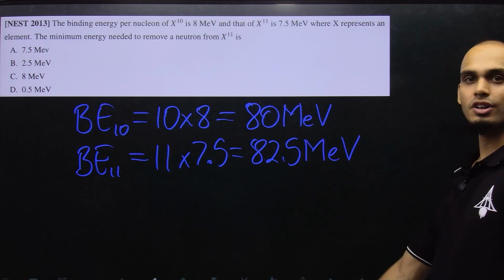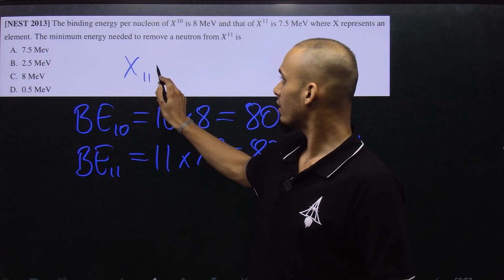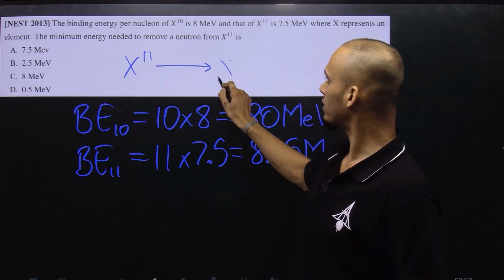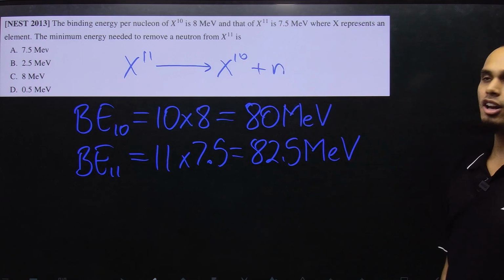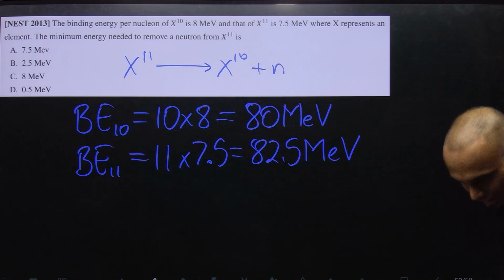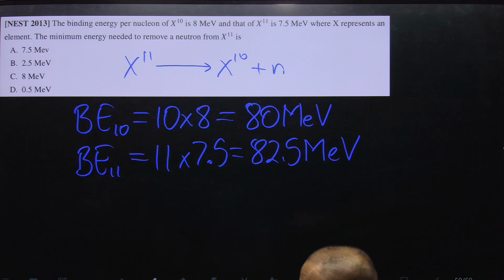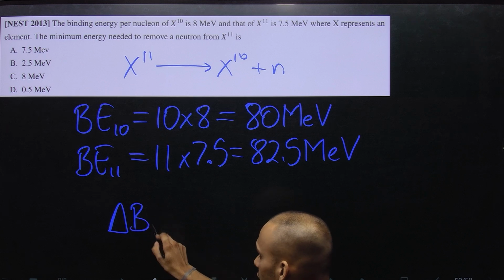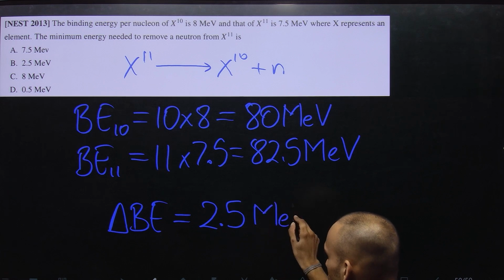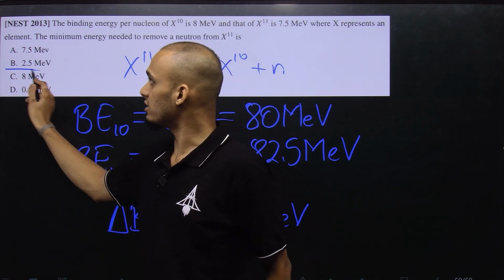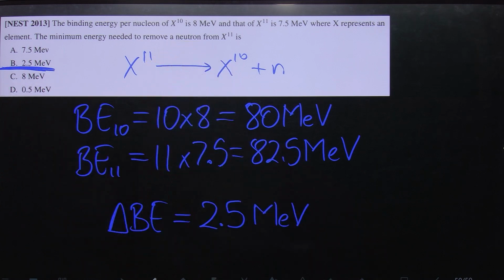In order to remove a neutron, X11 will go to X10 plus a neutron. All we need is the difference in binding energy, which will be the energy required. The difference in binding energy you can clearly see is 2.5. The difference in binding energy will be the energy of reaction, which is simply 2.5 mega electron volts. Option B is the correct option. Again, as long as you know that the binding energy difference is the energy of reaction, you will easily be able to solve nuclear physics questions also.